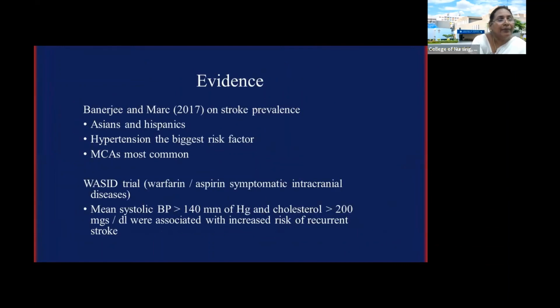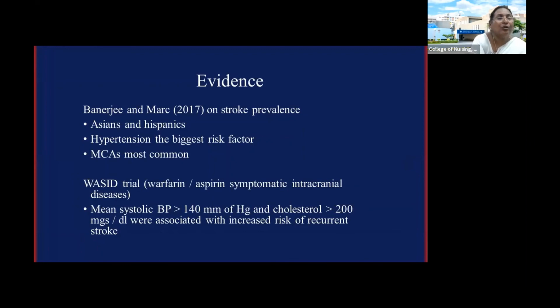And the evidence is, there is a study done by Banerjee and Mark in 2017 on stroke prevalence, and they found hypertension is the biggest risk factor among Asians and Hispanics, and out of which MCA stroke had been very common, leading to aphasia. Now, there's another study, the WASID trial, which also tells anybody who has a systolic more than 140 and a high cholesterol, there is an increased risk of recurrent stroke.